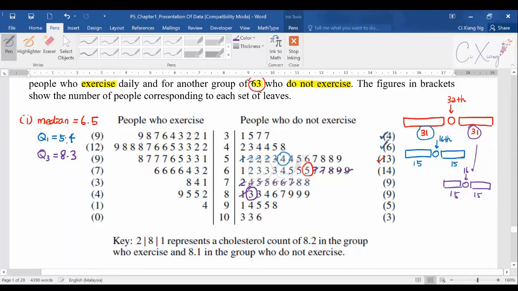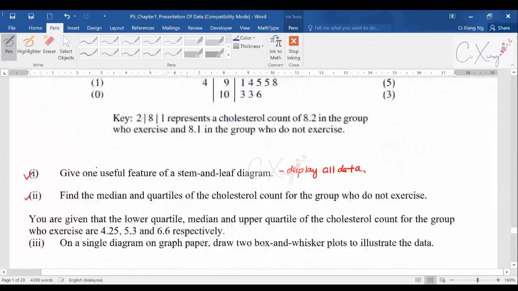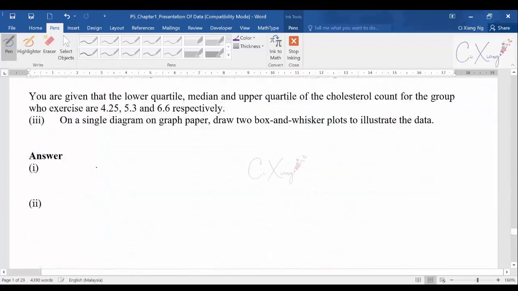Alright, so this is what I have for my median, first quartile and also the third quartile. So we answered the second part already. Then for the third part, you are given the lower quartile, median and upper quartile for the group who exercise. On a single diagram on graph paper, draw two box and whisker plots to illustrate the data.